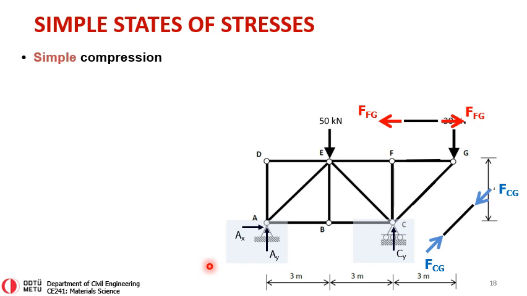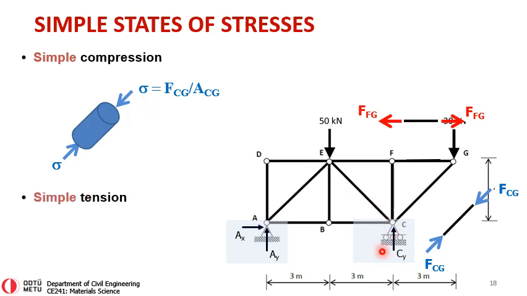In simple compression, you can easily say that this member CG is composed of a rod, so it has a diameter, it has a cross-sectional area. If I were to divide the force acting on that rod by the cross-sectional area, I will get a stress component, and that will be the only stress component that exists on that rod. So that rod is in simple compression.